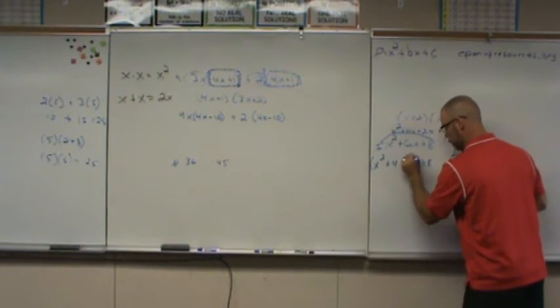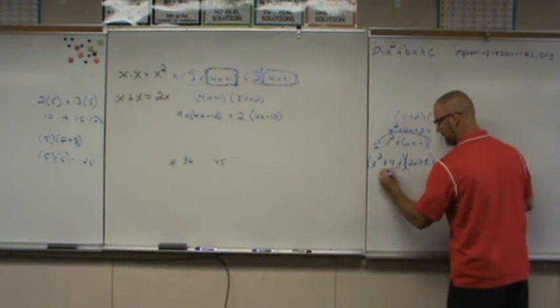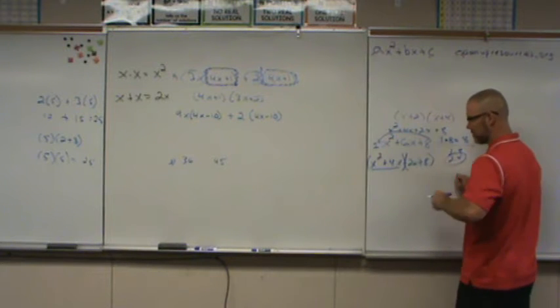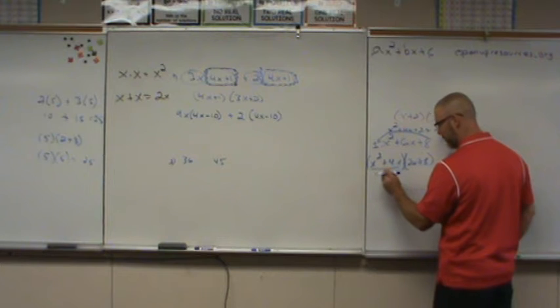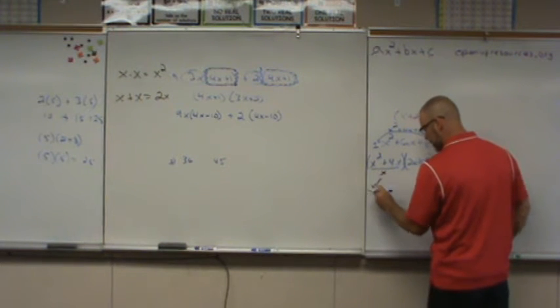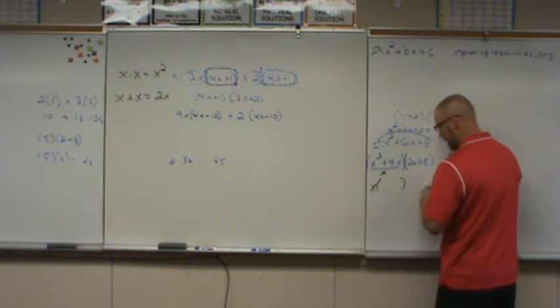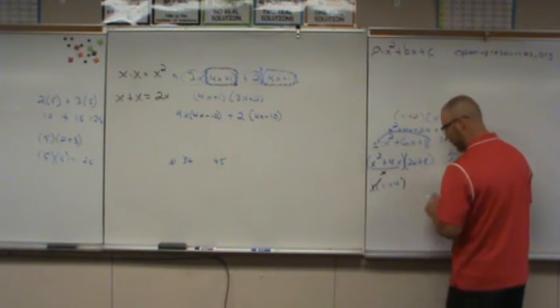I need to group my first and last terms. When I do, I need to divide out the greatest common factor. We'll stop and think about what the greatest common factor is of x squared and 4x. It is x. So I factor that out. When I factor that out, I'm left with x plus 4.